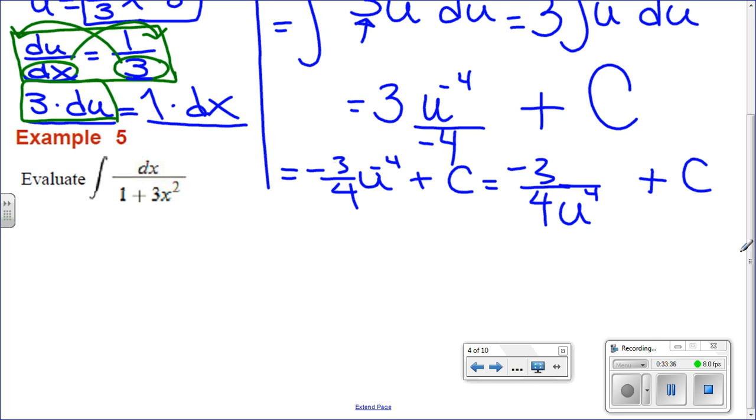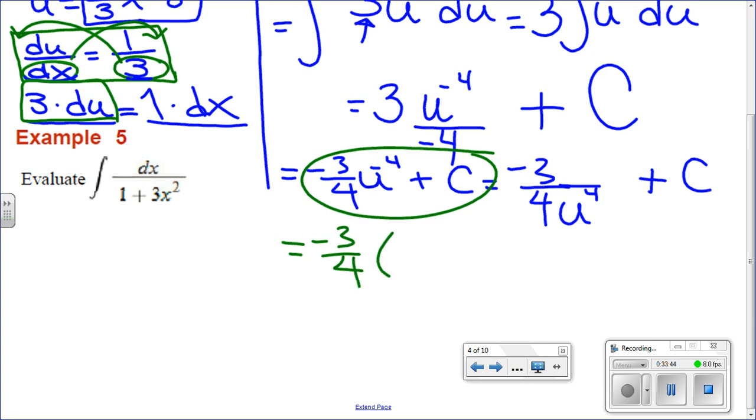So then the answer could be, which one do you guys like to substitute? Yes. So I kind of like this one. So it will be negative 3/4 of, what was u? 1/3 x minus 8. X to the first power? Yeah. Okay. And that is to the power negative 4 plus c.